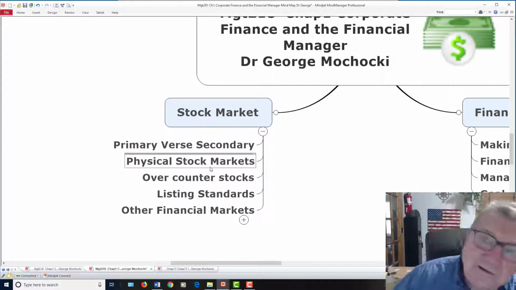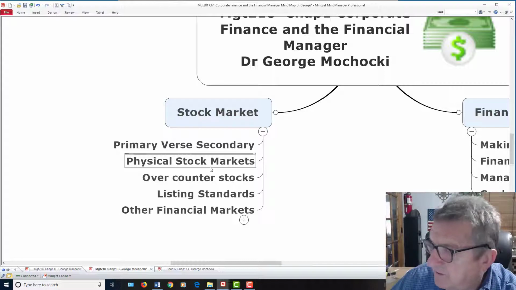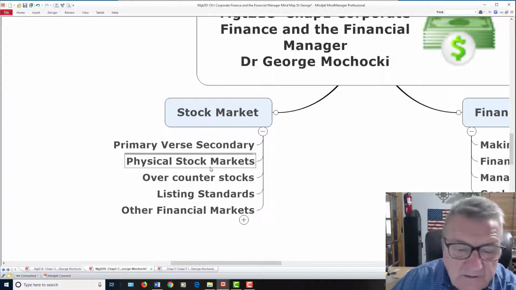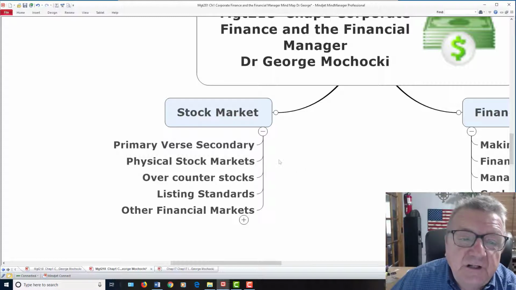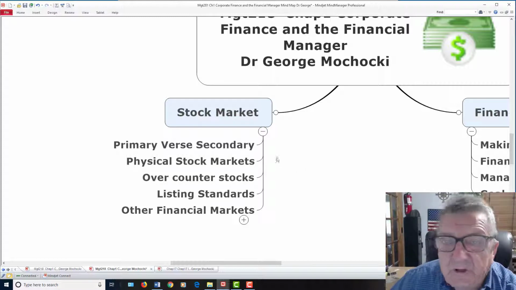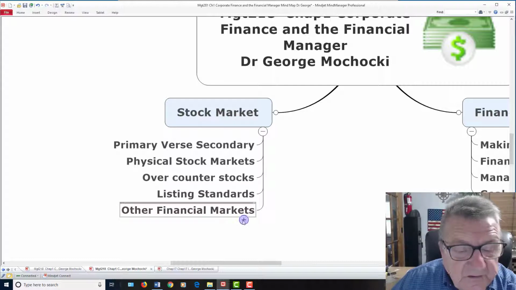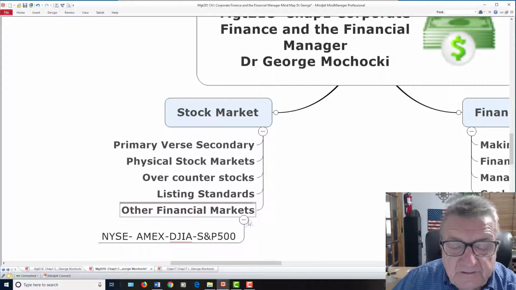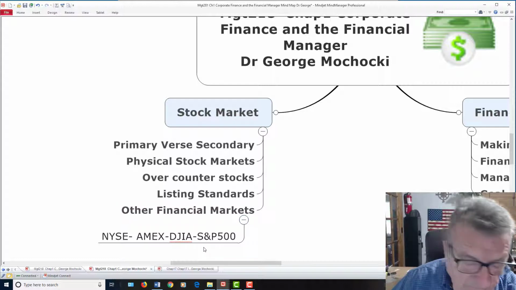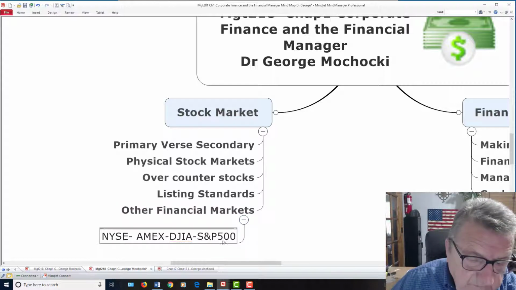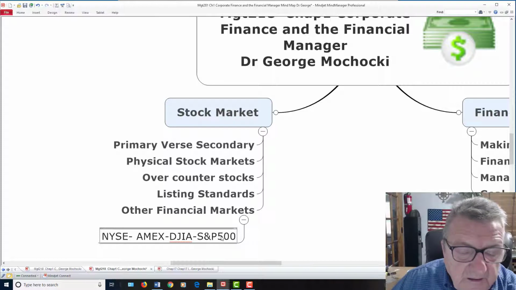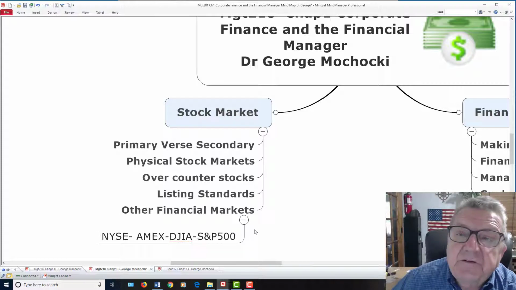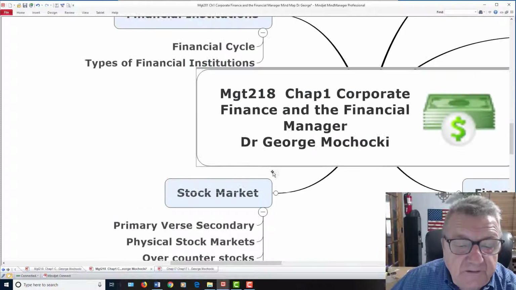Physical stock markets. You had the New York Stock Exchange and the Dow. New York Stock Exchange, American Stock Exchange, all right, and the NASDAQ is computerized, but listing standards and other financial markets are basically NASDAQ, let's say S&P 500, Standard & Poor's on there. All right, so we have that.